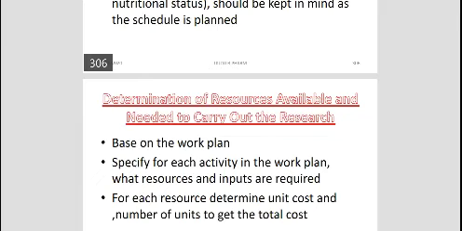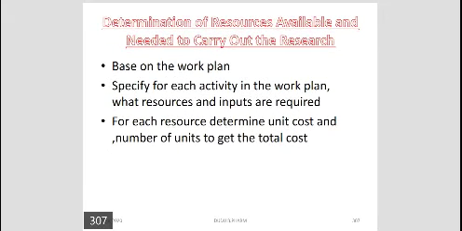Let's see the determination of resources available and needed to carry out the research. Based on the work plan, specify for each activity in the work plan what resources and inputs are required. For each resource, determine unit cost and number of units to get the total cost.